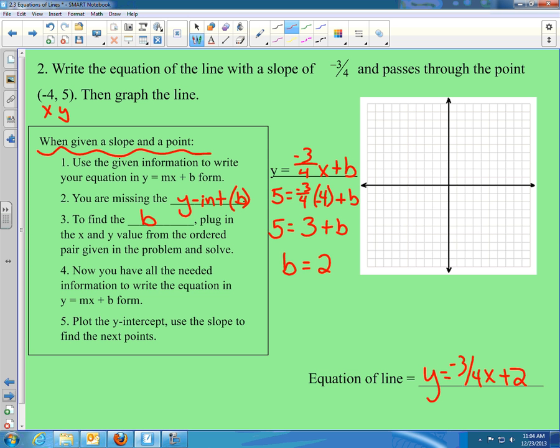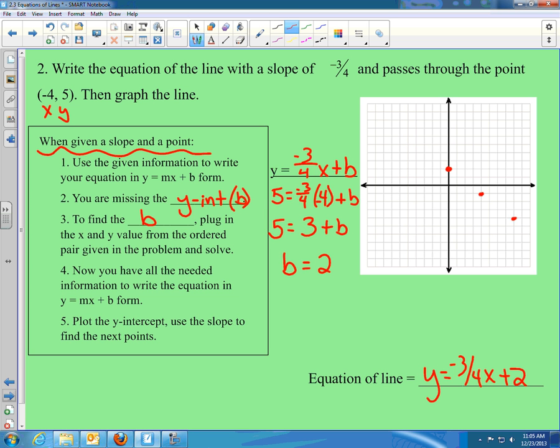So then let's go ahead and graph it. Now we have all the information we need. Again, we're just going to start with our y-intercept, which is 2. And then we're going to do our slope. Negative 3, so down 3, and to the right 4 because it's a positive 4. Down 3, to the right 4 because it's positive.